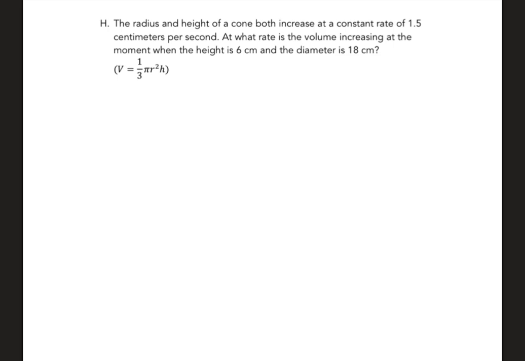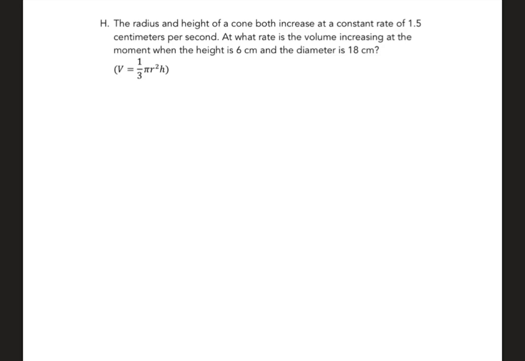Okay, next one. They say the radius and height of a cone both increase at a constant rate of 1.5 centimeters per second. At what rate is the volume increasing at the moment when the height is 6 centimeters and the diameter is 18 centimeters? So this is just a single cone. This isn't like a cone within a cone kind of thing. So this is going to be a little easier.